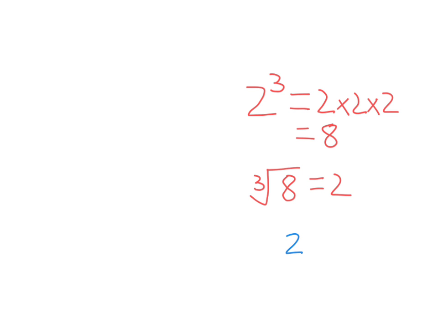So as with squaring and square rooting, if you cube a number and then cube root it, you're back to where you started. They undo each other in exactly the same way that multiplication and division undo each other. So if I get something like this, I read it as the cube root of 125. I'm saying what number do you multiply by itself 3 times to get 125? What number do you cube to get 125? And the answer to that is 5, because 5 times 5 times 5 is 125.